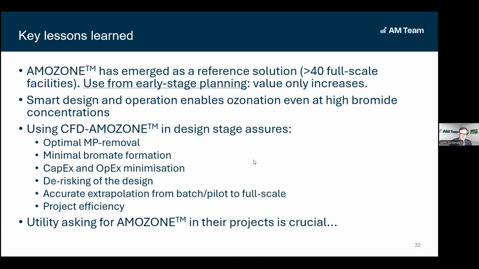I think also Thorsten exemplified that in the presentation. Yeah, the extrapolation from batch and pilot to full scale was mentioned, of course.